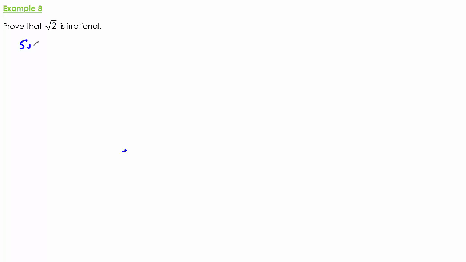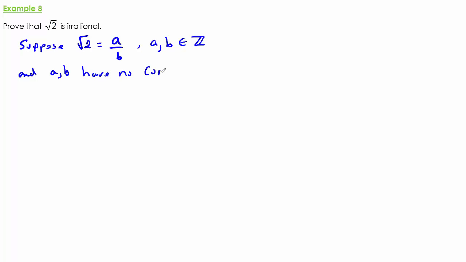So what we're going to do is suppose that root 2 can be expressed as a fraction. Now, if it's going to be expressed as a fraction, we need to make some stipulations about a and b. So root 2 is a over b, where a and b are integers and a and b have no common factors.